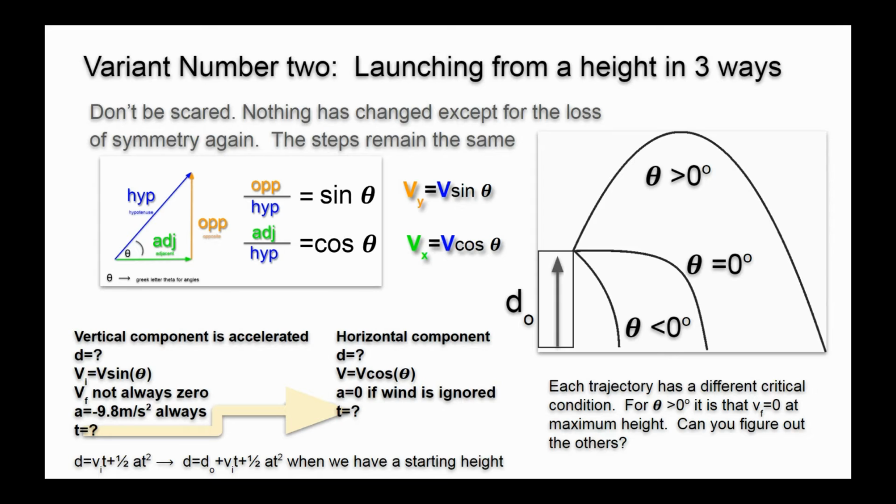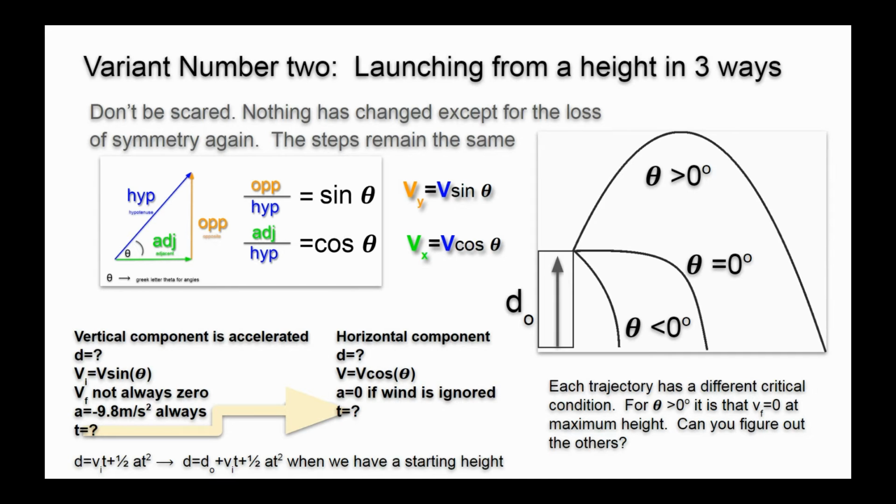You're going to have a vertical and a horizontal component, and the vertical component, since nothing is interfering with it, will determine the time of flight. Once you have the time of flight in the vertical, then that's your time of flight in the horizontal.